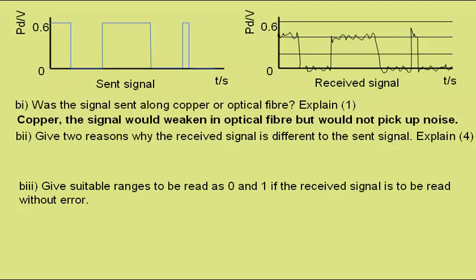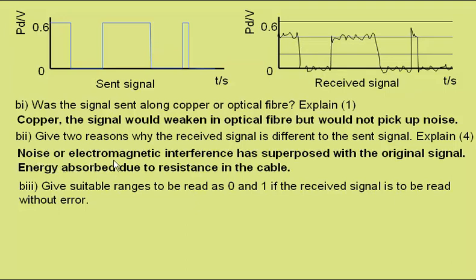For the second part, give 2 reasons why the received signal is different to the sent signal, and explain. Again, there would be a mark for each reason and a mark for each explanation. Well, the 2 differences: this signal is jiggly, it's picked up noise, and also this signal is below the initial 0.6 volts, it's generally weakened.